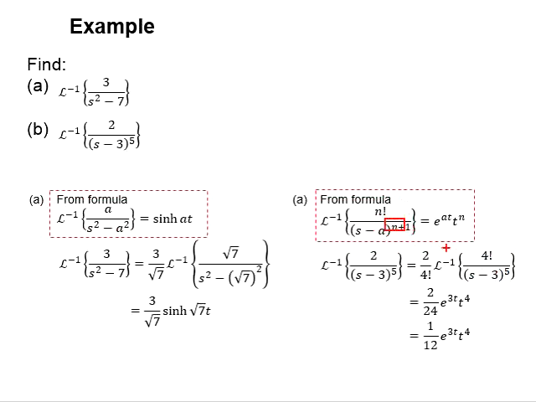Your n is equal to 4. And there will be a 4 factorial. Solve this, you will get this. Your a is equal to 3. Your n is equal to 4. Simplify the function, and you get the final solution.